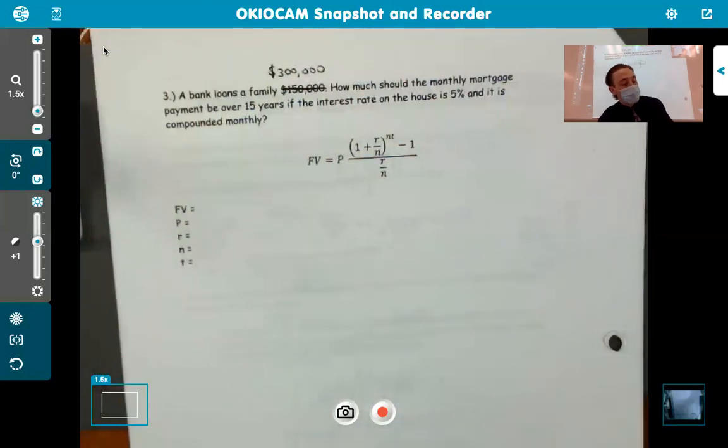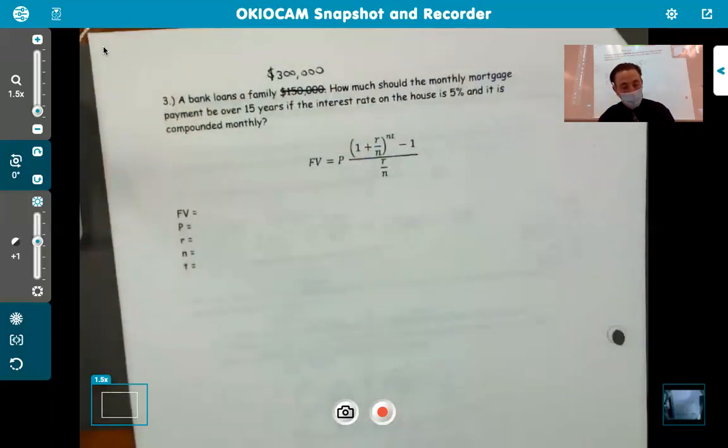All right. So it says a bank loans a family $300,000. How much should the monthly mortgage payment be over 15 years if the interest rate of the house is 5% and it is compounded monthly? So talking about these monthly payments, for those of you that are at home, I changed it to 300,000 in case you're looking at your own sheet. So what should go in for future value?